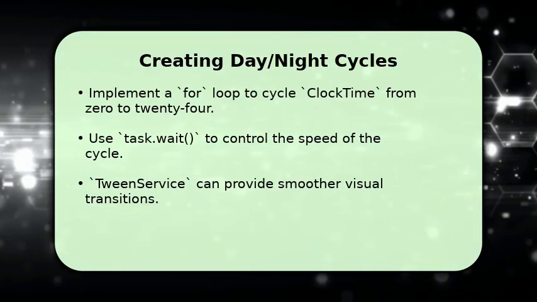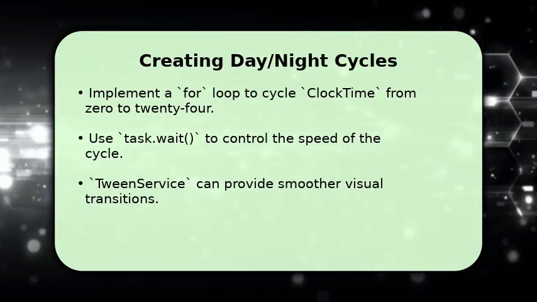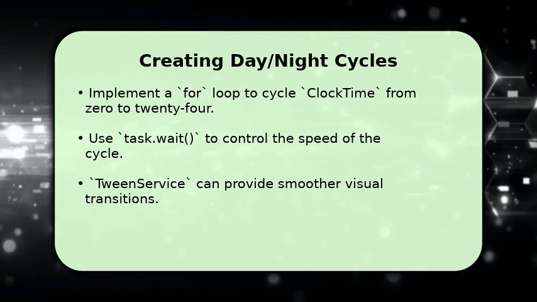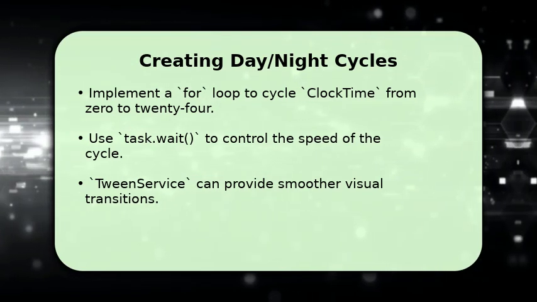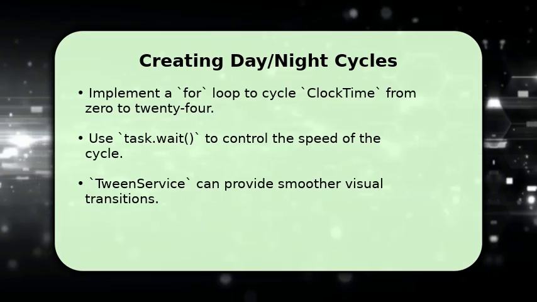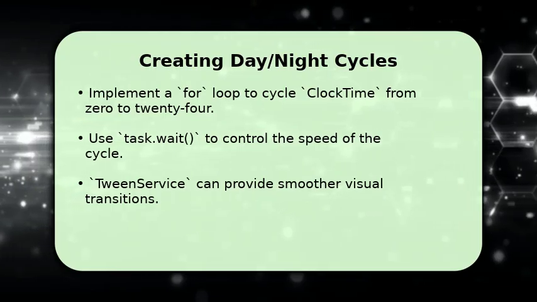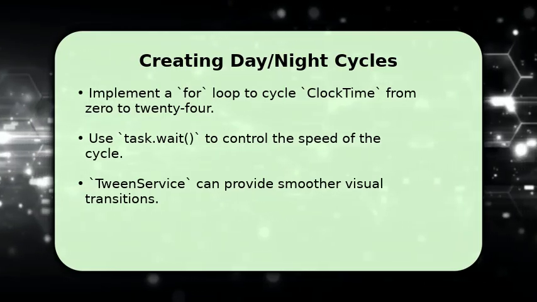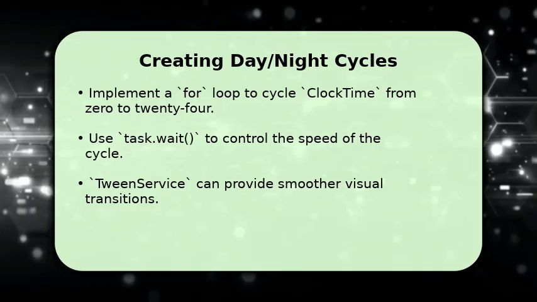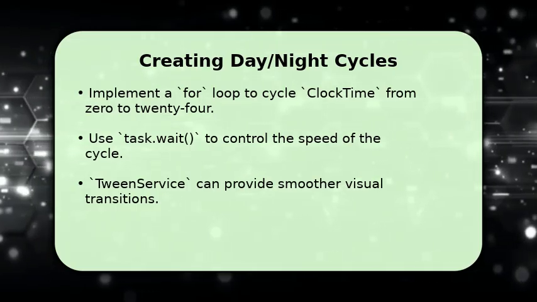For a complete day-night cycle, use a for loop that iterates clock time from 0 to 24. This covers a full 24-hour period. Within the loop, task.wait is essential to control the speed of the cycle, making it as fast or slow as desired. For even smoother visual transitions, consider utilizing tween service.